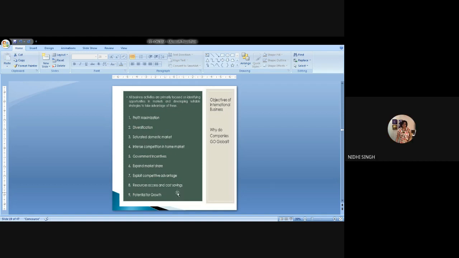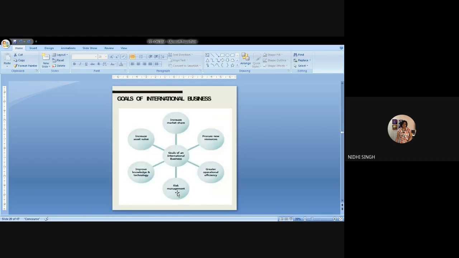Resource access and cost saving. Obviously, cost saving is there because I said economy of scale. Producing n numbers of product will cost less. The unit price will be less. Potential for growth. Obviously, the global market will give you potential for growth. Now, what are the goals of international business? Increase market share, procure new resources, greater operational efficiency, risk management, improve knowledge and technology, increase asset value.